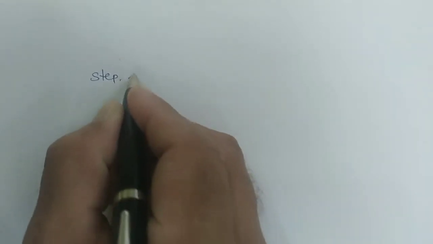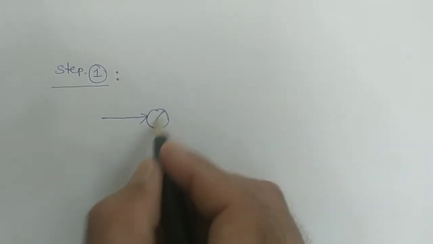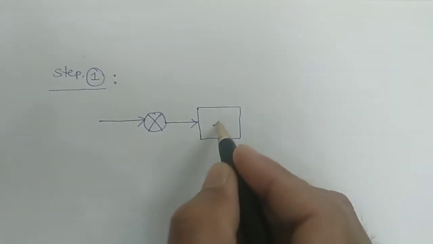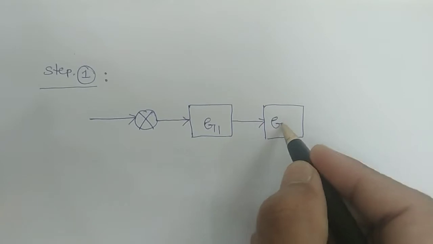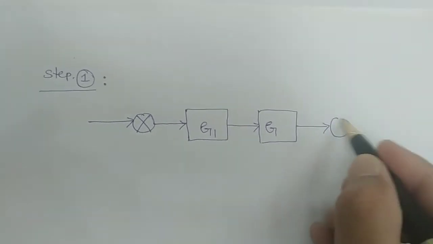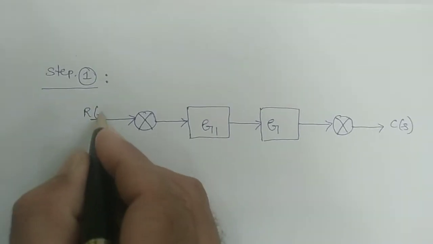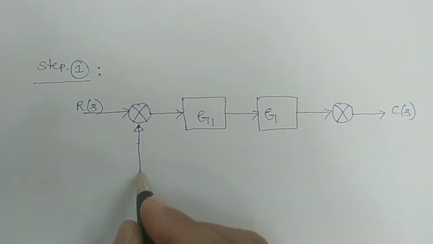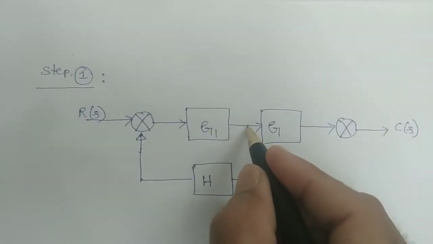In step number 1, I will write the block diagram as it is. This is the summer, and then you have your G1, and then you have your G2, is it not? Then you have the summer, this is your C of S, and this is your R of S. Then this is your feedback loop. I am not at all going to change your feedback loop. I am not disturbing that. I am keeping it as it is.